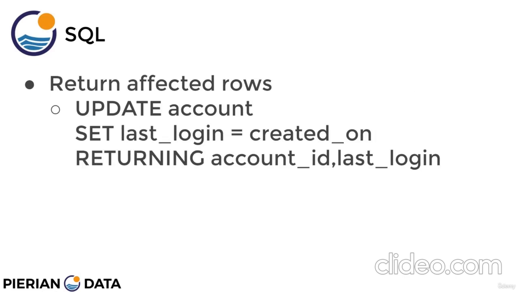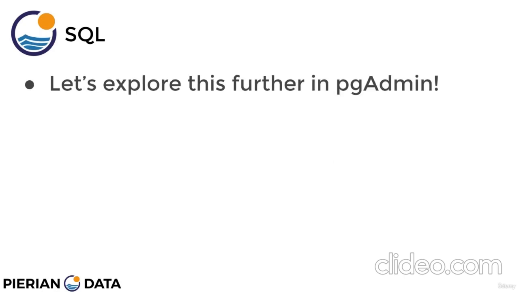We can also return the rows that are affected. So if you just run one of these update commands, you don't see any results, but if you do want to see particular columns that were affected, you can set the command, something like update account table, set last login column equal to the created on column, and then you can say returning and choose the columns you want returned, and it's going to return the rows that were actually affected. And you can return all the columns or a subset of columns. It's really up to you. Let's go ahead and explore this further in PgAdmin.